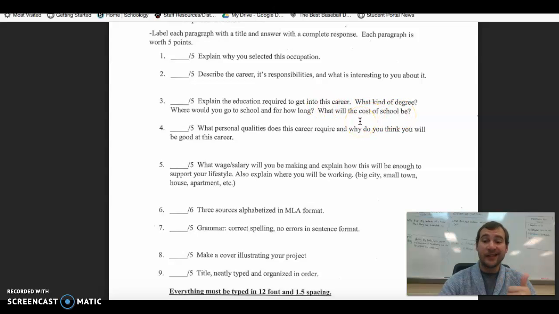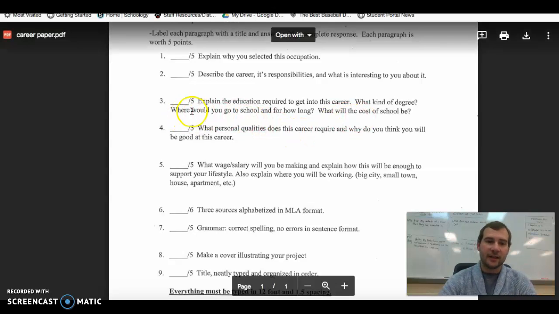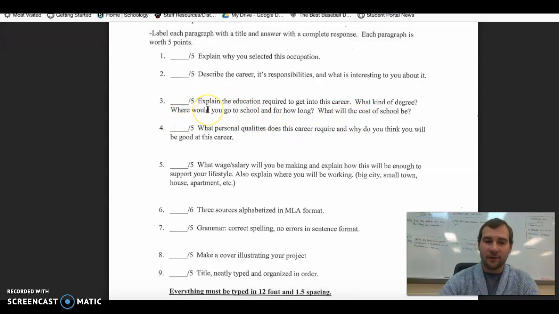So you have to find the average that it costs per year, and then obviously times that cost per year by how many years you have to go to school. For some people it's 2, for some people it's 4, for some people it's 8, for some people it's none. All right, so go through that. And I said this is probably your longest paragraph, and probably your hardest part, because you have to actually do a little bit of research on this one.